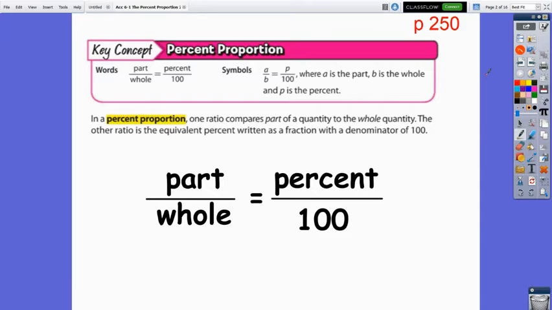A percent is taking a number out of 100. So any fraction or any part of a whole, you can write as a percent out of 100, and that is the percent proportion. Part over whole equals percent over 100.